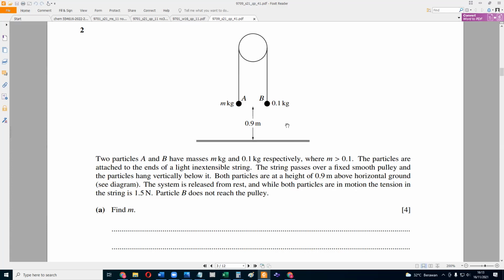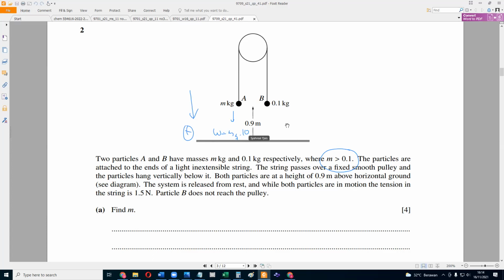Okay, this is the Atwood machine. If you want to solve this, what we do is we divide them into their forces. For particle A, because the mass is more than 0.1, we know it's going to go down, right? B is going to go up. So A going down is going to be positive. For particle A, the force here is going to be the weight, which is mass A times gravity.